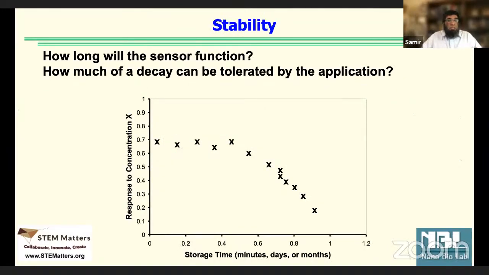So stability is another important aspect. Many times we send a paper and they say, oh, nice work, but how long can it stay active? How long can this work? How long does it function? If you're making this new interface, maybe you have come up with a new molecule that you want to put on the surface to detect something. Is it good enough? Can it stay active for a long period of time? Because many times the response degrades over time.